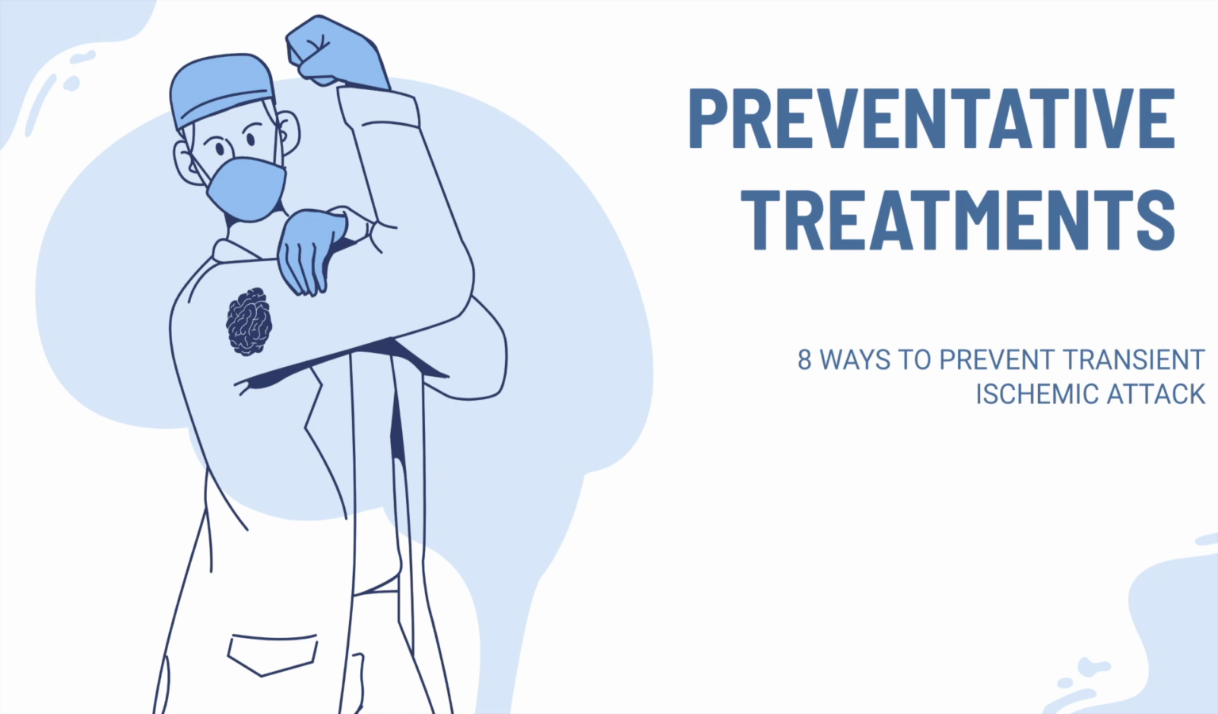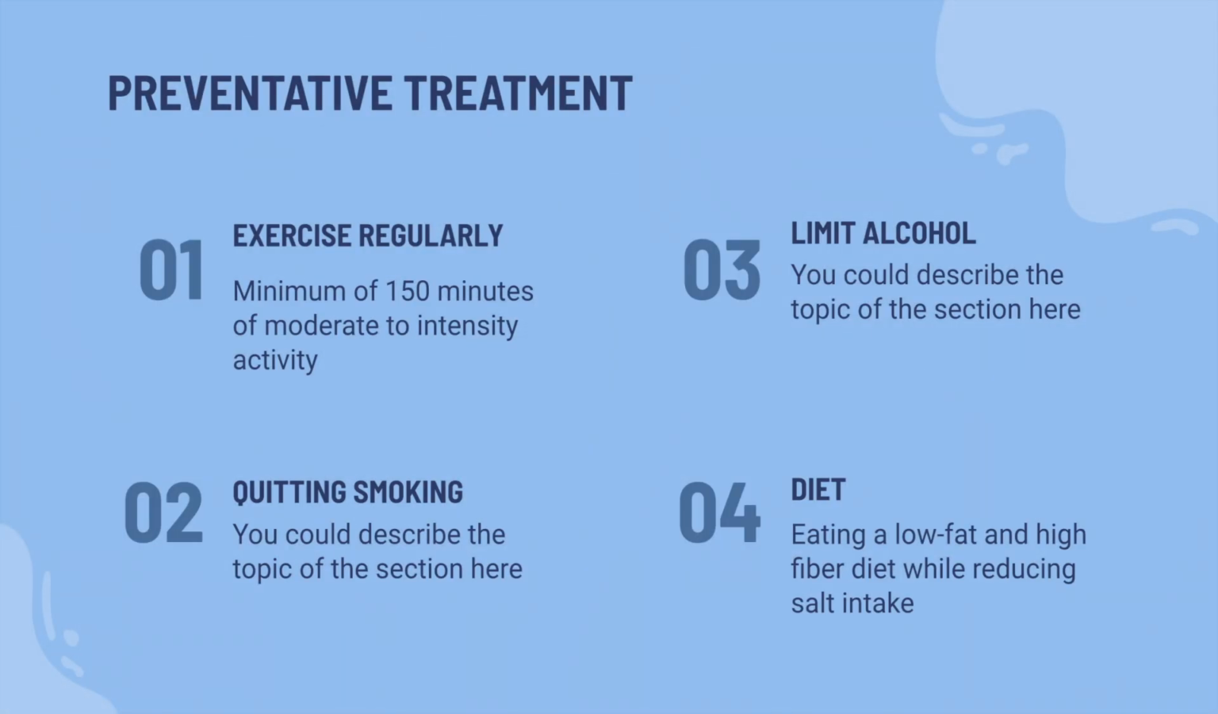Preventative treatments. 8 ways to prevent transient ischemic attack. One of the easiest ways to prevent TIA is to exercise regularly. It has been proven that exercising for a minimum of 150 minutes of moderate to intensive activity is effective in reducing systolic blood pressure. Another preventative measure is to quit smoking.